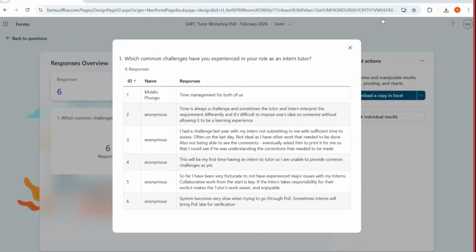Okay, I'm noting that there is also an issue with our system being slow sometimes. It is noted. We will raise it with our IT department.